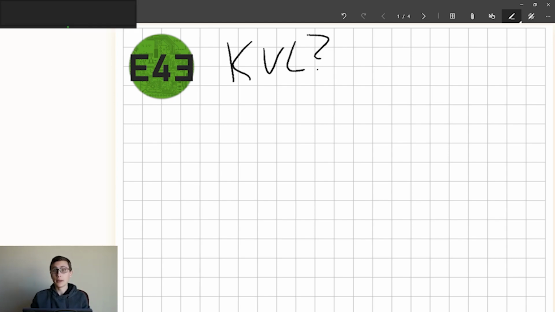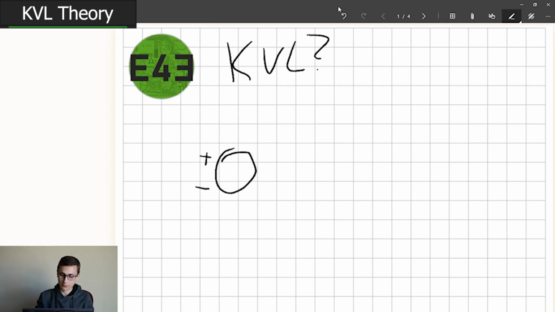At any rate, basically that tells us that the sum of all voltages around a closed loop in a circuit is equal to zero, right? So the sum of all voltages must be equal to zero. What does that mean? Let's draw a little picture.